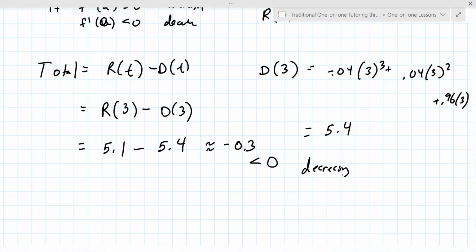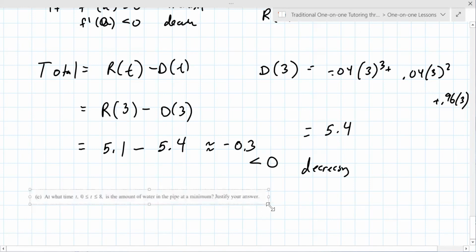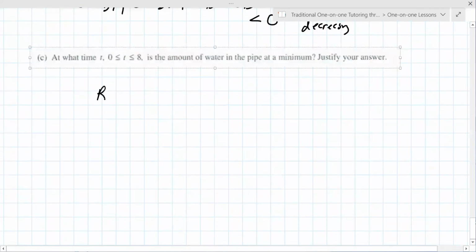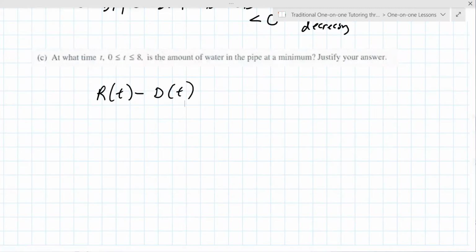which could be good, could be bad. All right, so at what time is the amount of water in the pipe a minimum? So this, again, you need that r of t minus d of t, because that's the total amount of water. And you want to set this equal to 0 to find the critical points, because they're both rates.